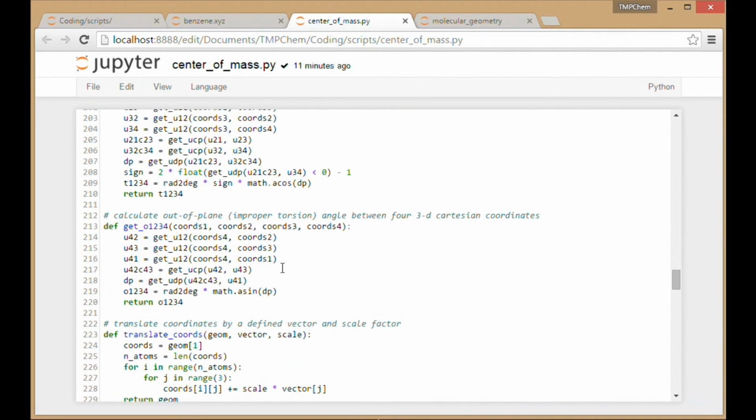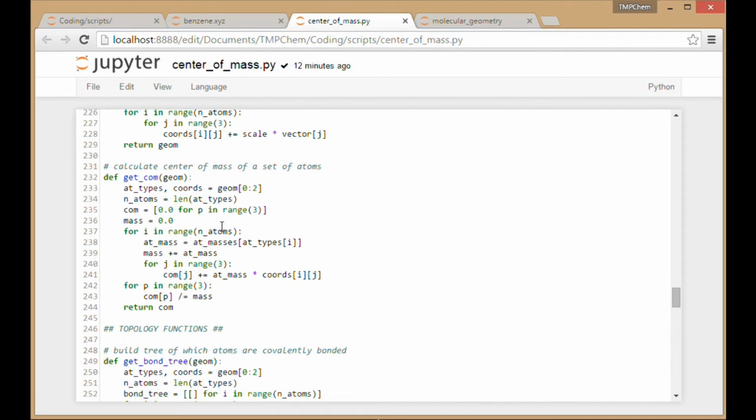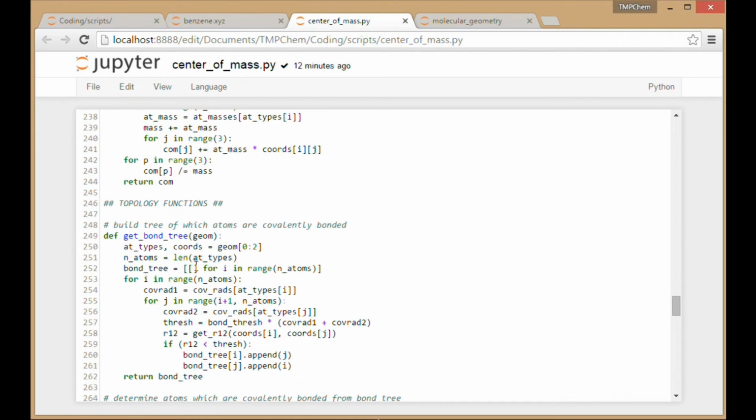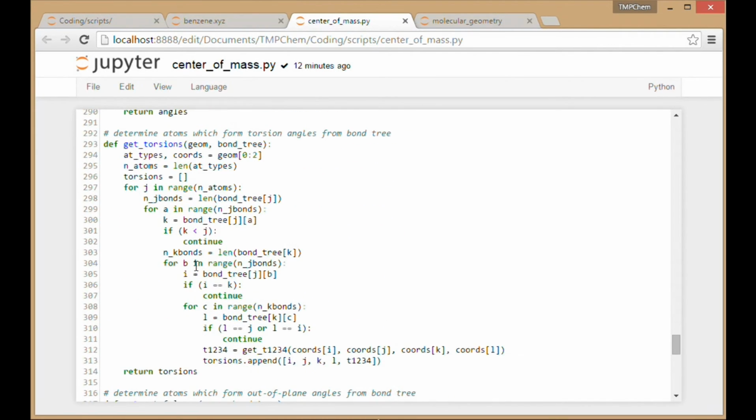Same math functions as before, pretty much. I have a new function for translating coordinates. So taking all the coordinates and then translating them away by a vector times a scale factor. So in this case, I put the center of mass for the vector, and the scale factor is -1 because I'm subtracting out those coordinates. I have a function to get the center of mass, doing those 3 additions that I showed in our original part of this video.